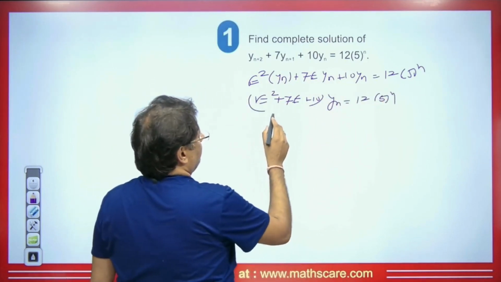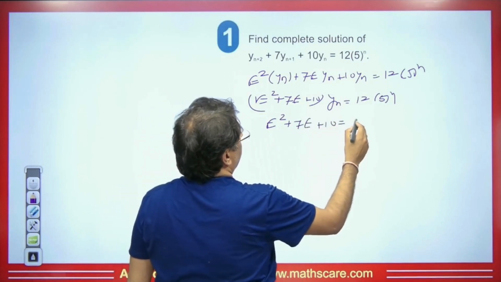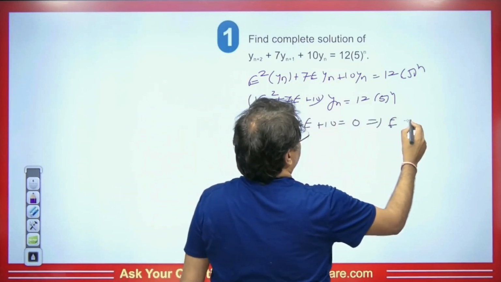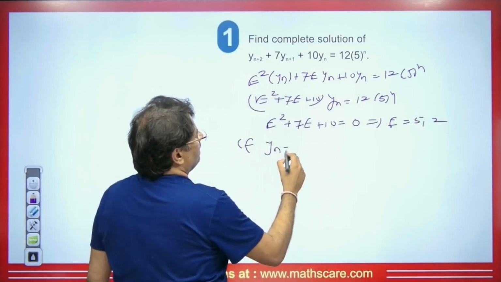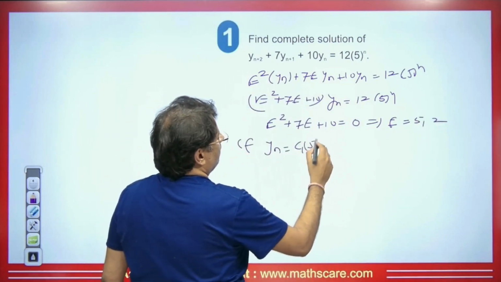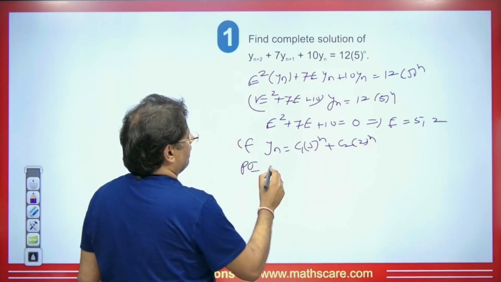So what will we do here? E square plus 7E plus 10 is equal to 0, right? So if we simplify this, the value of E will be minus 5 and minus 2. Okay, students. So the CF will be y_n is equal to C1 (-5) to the power n plus C2 (-2) to the power n. Now we'll find the particular integral.